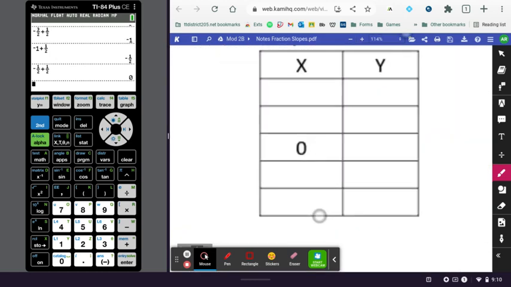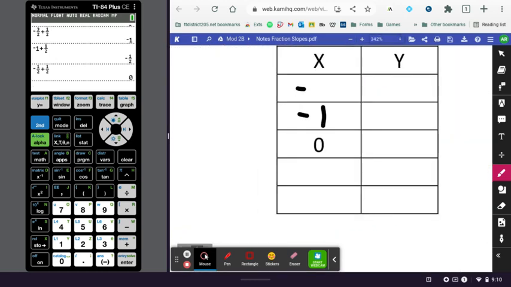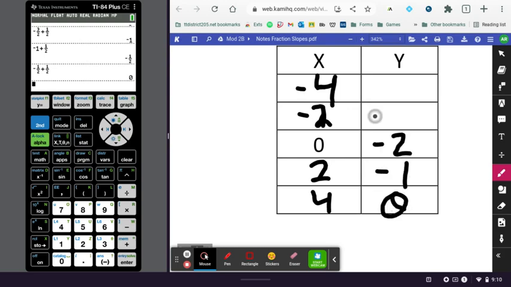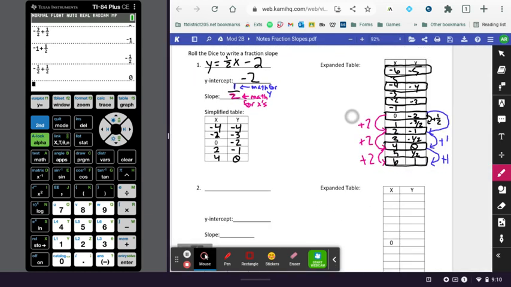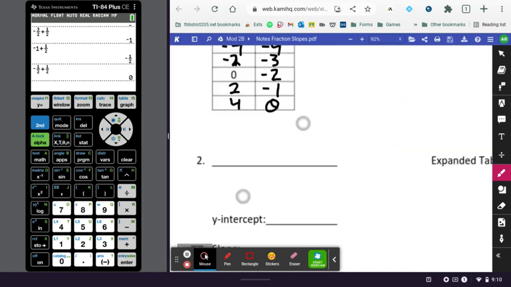So if I fill out this table here, -2, this is a -4, this was 2, this was 4. We started with a -2, -1, 0, -3, -4. Okay, so here's the simplified table. All we did was took those boxed in numbers, okay, and put them on the simplified table so we don't have to have those ugly fractions anymore.